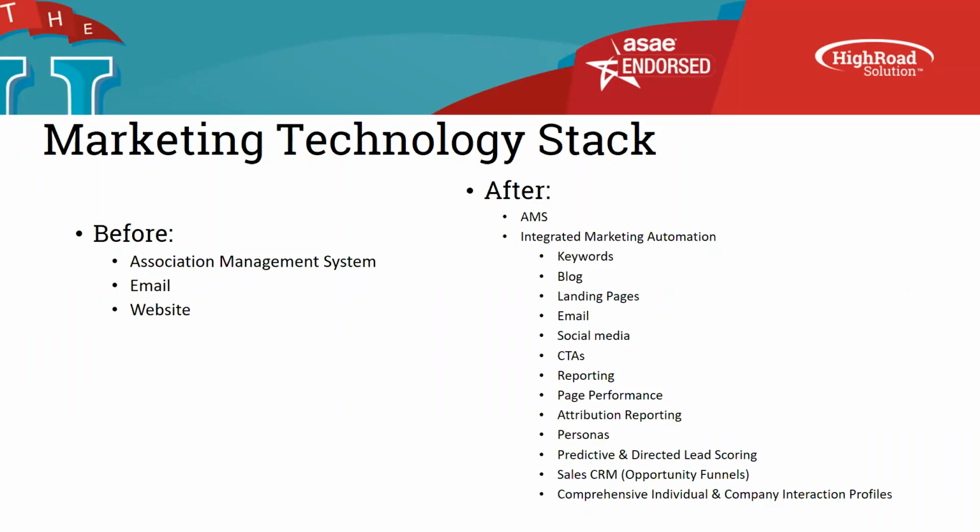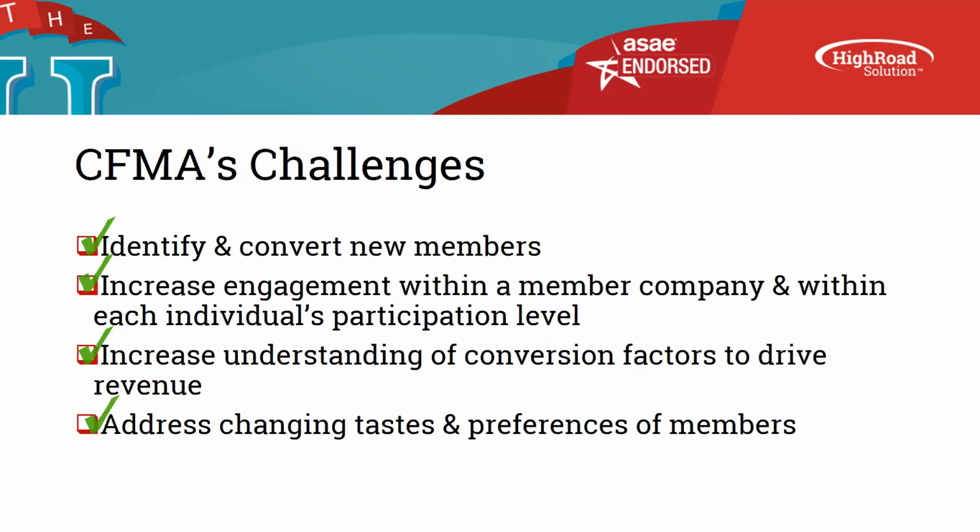Afterwards, they went to an association management system, an integrated marketing automation system, and their website was still there, right? But in putting in and replacing their email system with an integrated marketing automation system that's talking to both their association management system and their content management system, they also got all of this, okay? And they just switched out that one component to a marketing automation play, and it made all the difference.